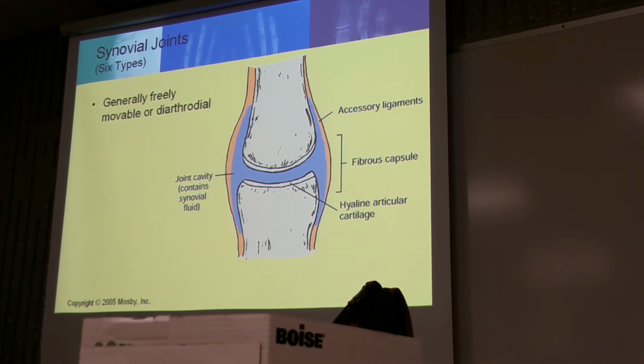Okay? An arthrogram is what we do. We take a long spinal needle, stick it in a joint, and we inject contrast in there to visualize the joint capsule to see if it's been ruptured.